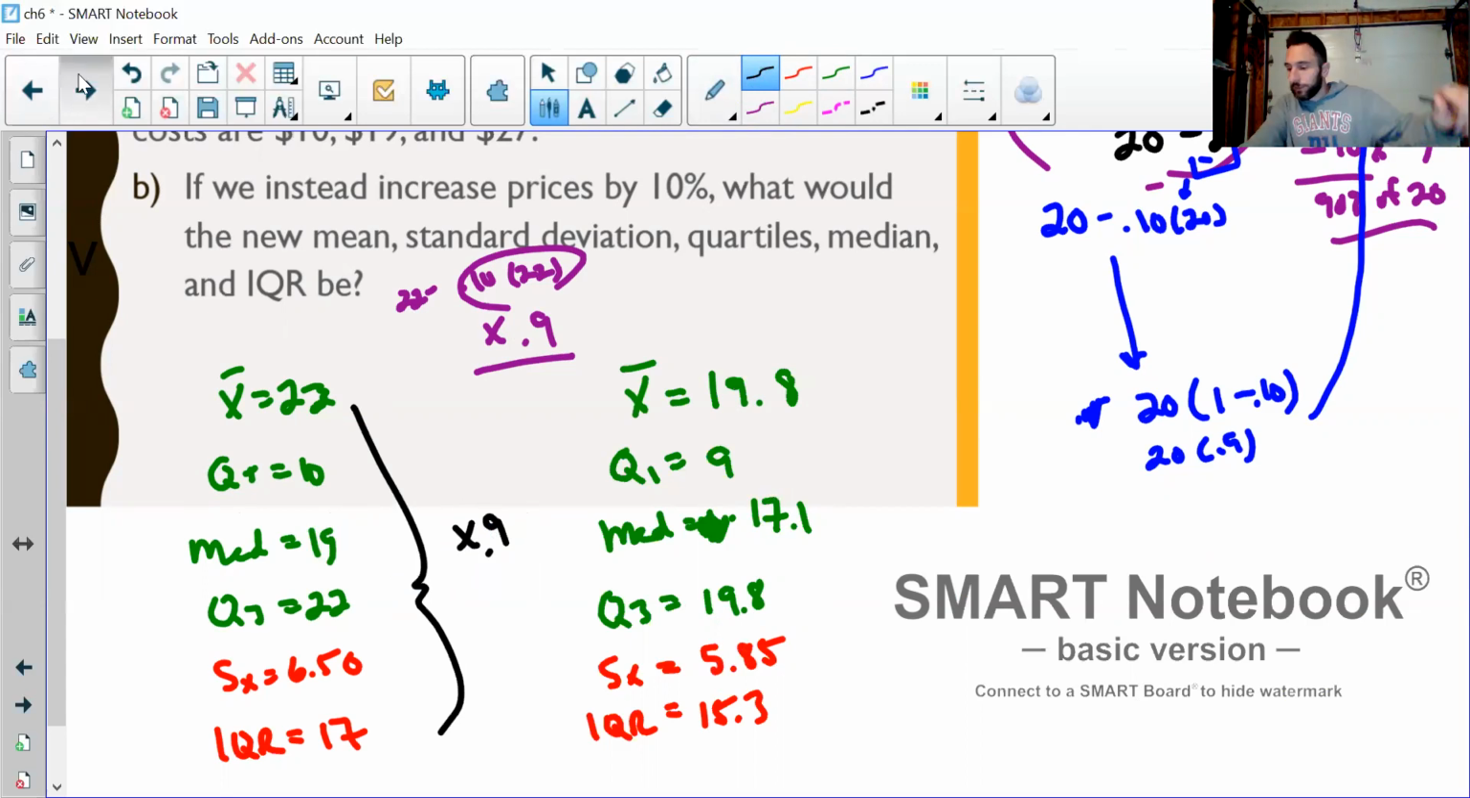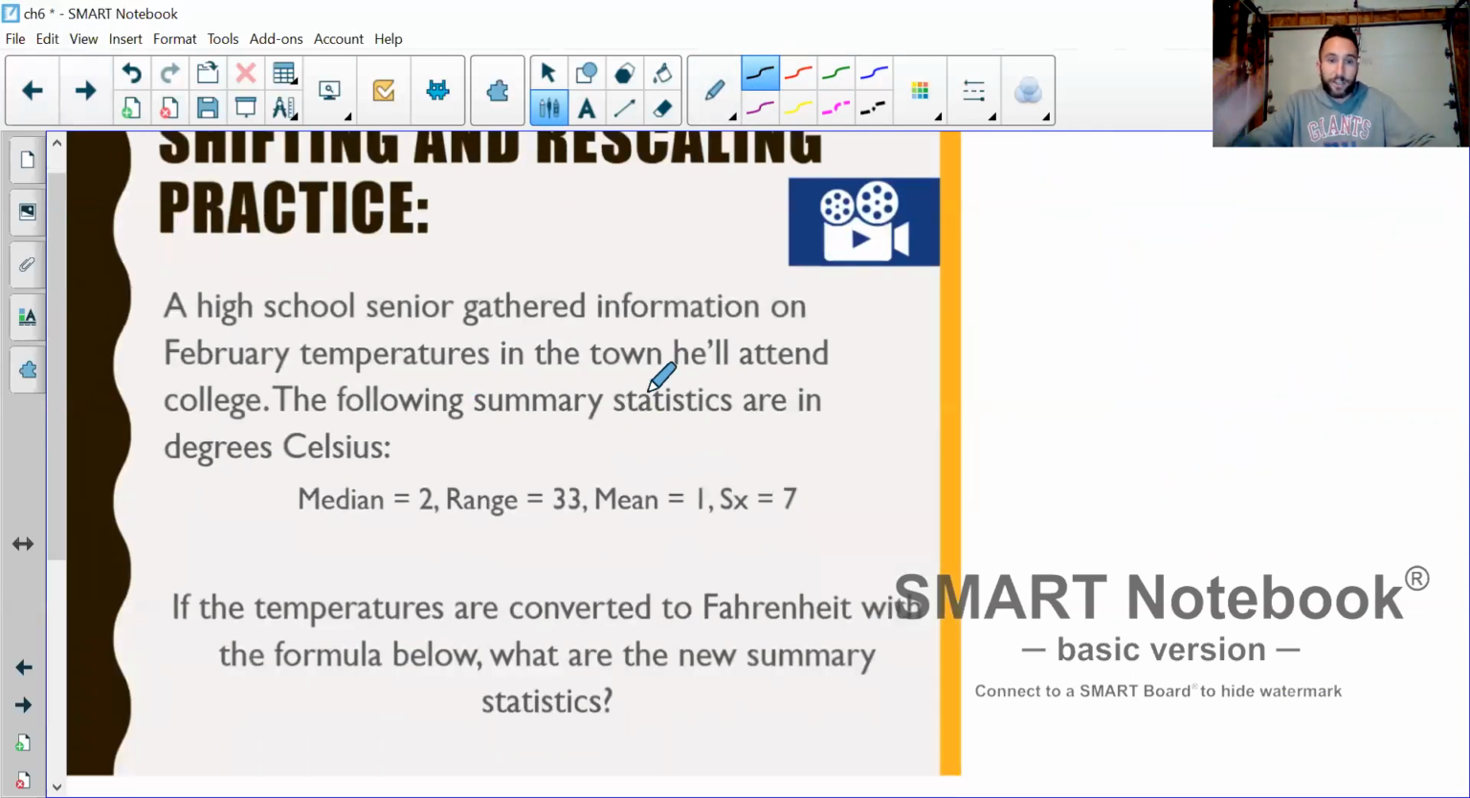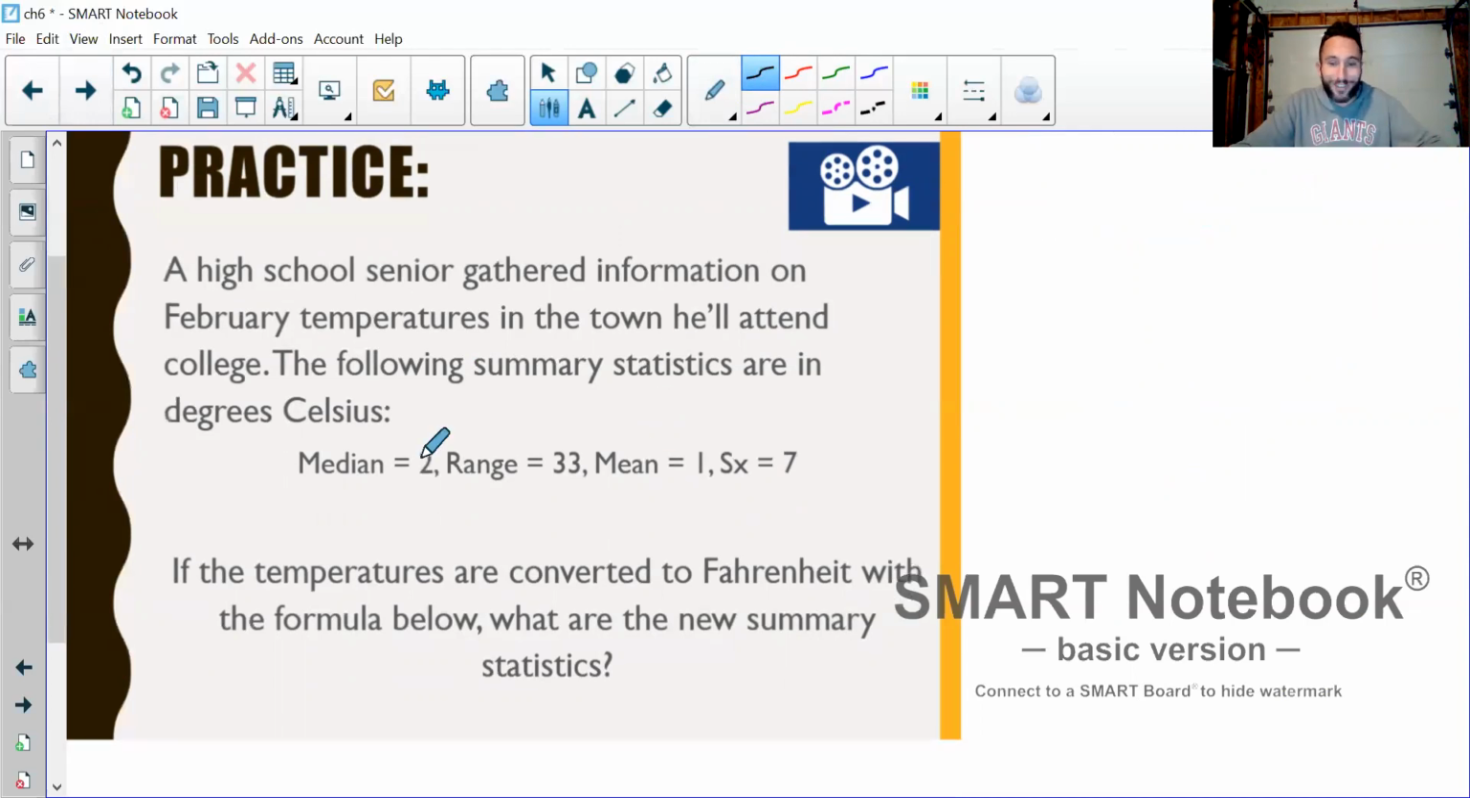So in this example, last one, a little more complicated. We've got some high school seniors, got some info on February temperatures in the town he's going to go to college, and all his summary stats are in Celsius, right? Because like that matters, of course, the major matters, the type of school and all that.